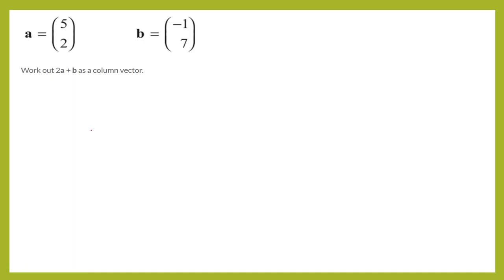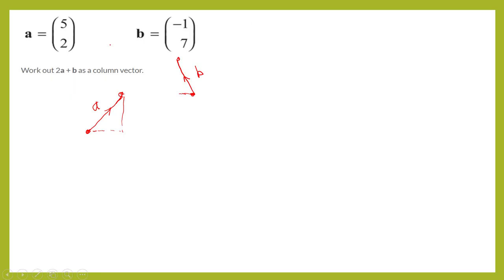For example, this is the starting point. You will move 2 horizontally, then 5 vertically. So you have the vector A. This is the vector A. And for this one, which is B, if you are here, you will move 1 left, then 7 up. So this is the vector B.